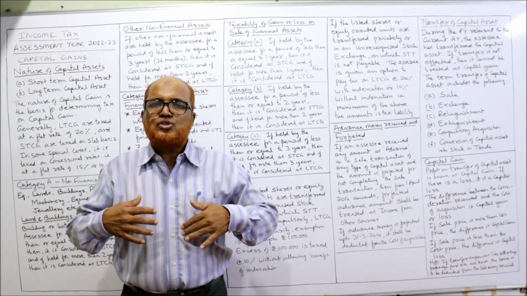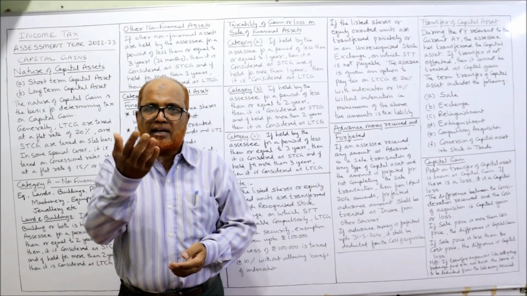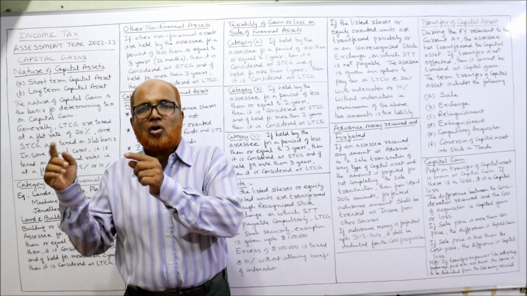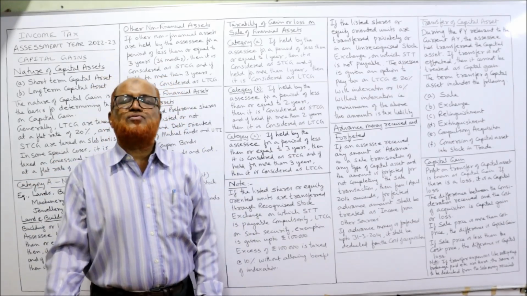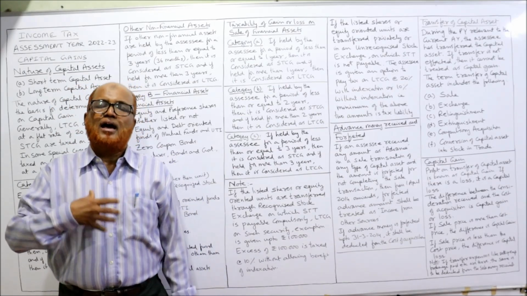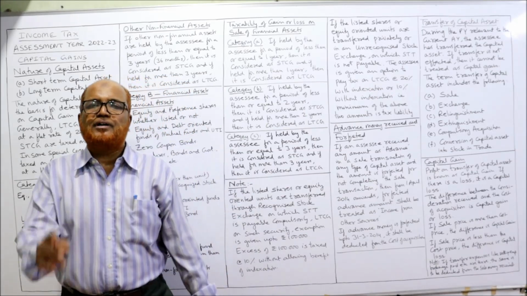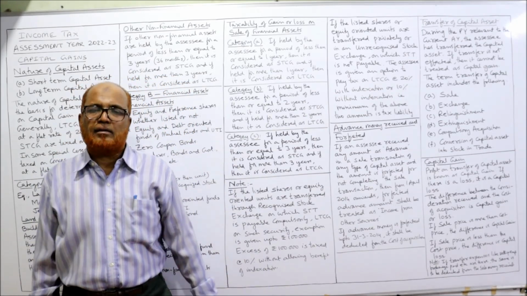Example, I have sold my property for rupees 80 lakh. I am getting the consideration 80 lakh. Whereas the cost price of the property is 50 lakh. So I have purchased the property for 50 lakh. I sold the property for 80 lakh. So 80 minus 50, 30 lakh. That is the capital gain.